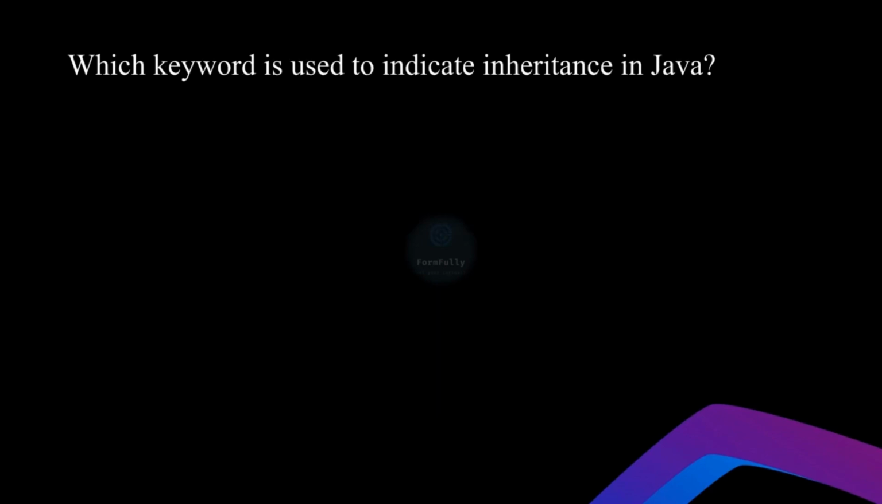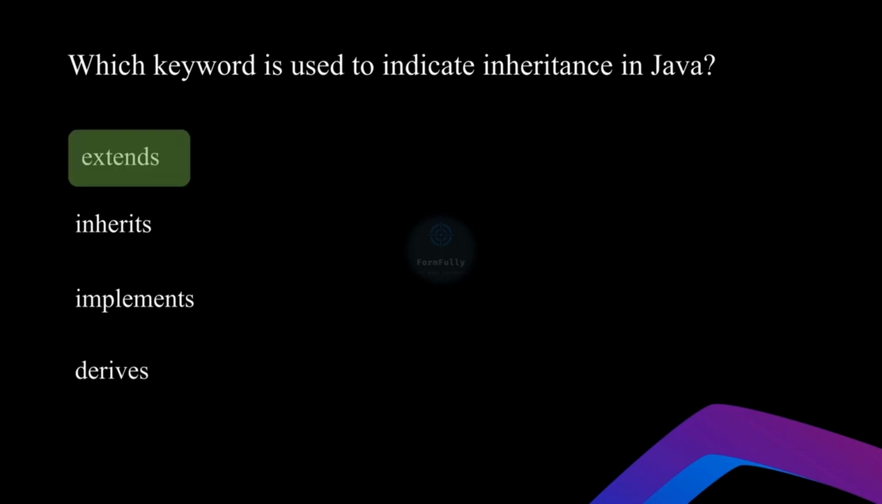Next question: which keyword is used to indicate inheritance in Java? Options are: extends, inherits, implements, derives. The correct option is extends. The extends keyword is used in Java to indicate inheritance. Options B, C and D are not used for inheritance in Java. We can say option C is used for implementing an interface, not for inheritance. So option A is correct.